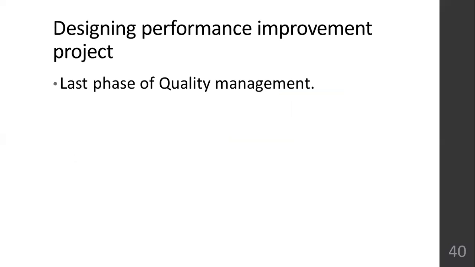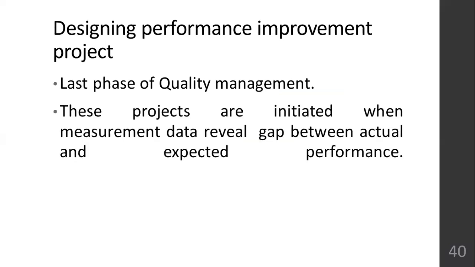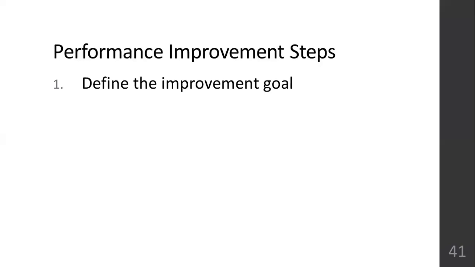So designing performance improvement, this is the last phase of quality management. Projects are initiated when measurement data reveal there is a gap. You understand there is a gap in performance. This is where the performance improvement project will come into play. So in the performance improvement step, you have to define the improvement goal. By the end of this new solution, we will be reaching this milestone. You have to define that even before you start your big change, you have to announce your goal. Why are you doing this and what are you striving to achieve with this?